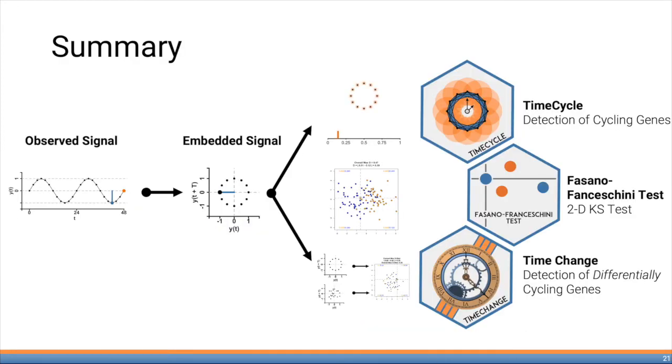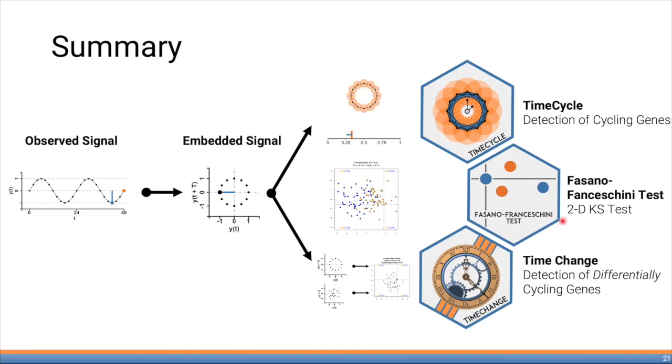To summarize, I presented 2 algorithms whose bases lie in the field of topological data analysis and dynamical systems theory. For a given time series, the methods reconstruct the state space using time delay embedding. In the embedded space, Takens' theorem proves that the dynamics of a rhythmic signal will exhibit circular patterns. Time cycle uses persistent homology to identify cycling genes, while time change compares the distribution of embedded points between conditions to identify differentially cycling genes.